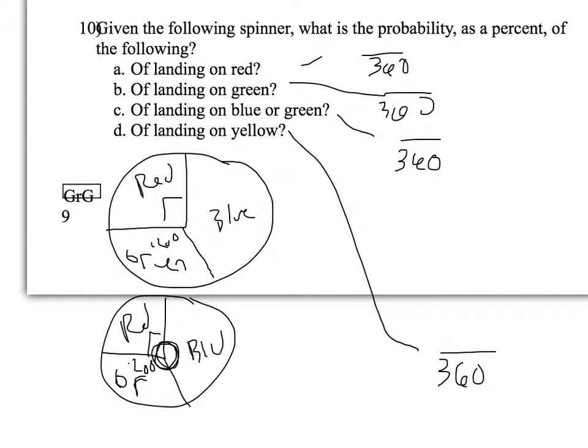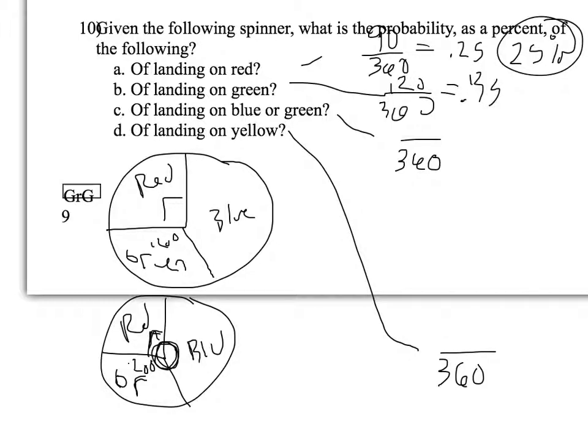So, percentage of landing on red. Well, this is 90 degrees out of 360. 90 over 360, plug that in your calculator, is 0.25. So there's a 25% chance of this landing on red. Now green, we have 120 degrees of green. So that's a favorable outcome. 120 over 360 is 0.33. If you plug that in your calculator, which is a 33% chance.